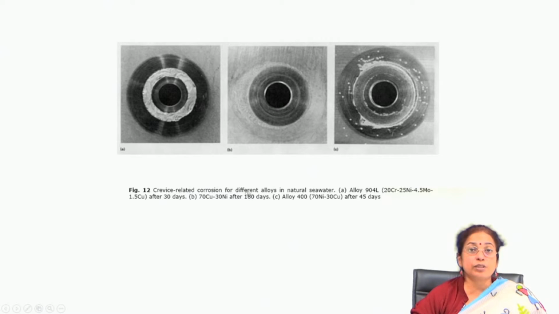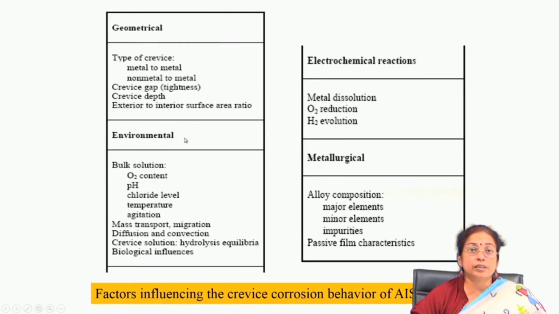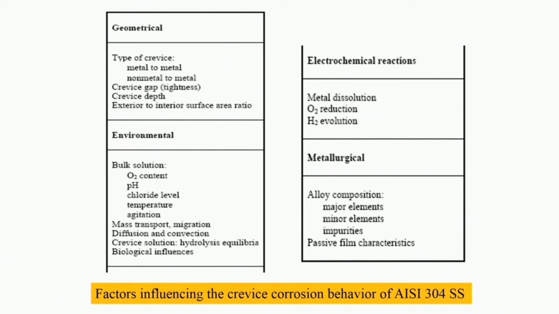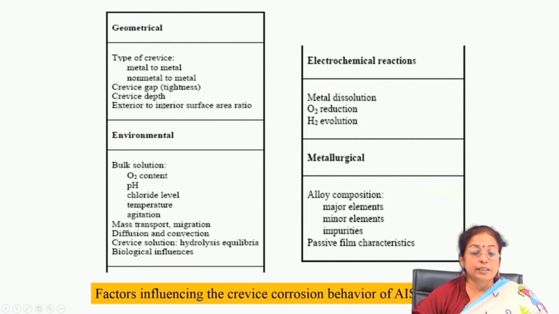Then, crevice-related corrosion for different alloys in natural seawater: again, you will find that a lot of corrosion is there at the crevice site as compared to the surrounding region. So, if you quickly go through the different factors or parameters which influence the crevice attack of a component, these are, for example, the type of crevice, whether it is a metal to metal combination or a non-metal to metal combination, the gap, degree of tightness, then crevice depth, then exterior to interior surface area ratio.